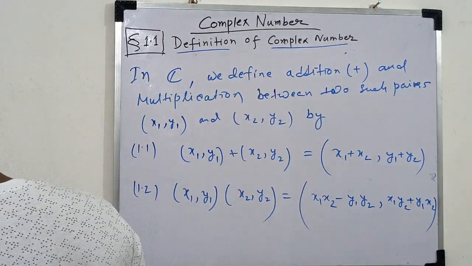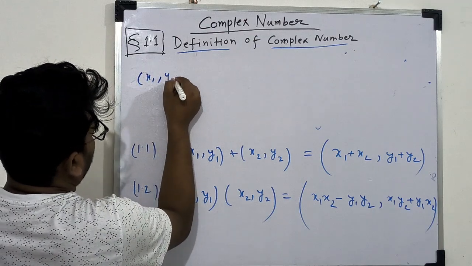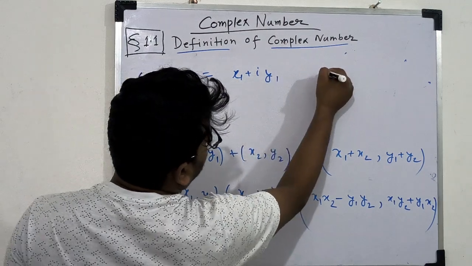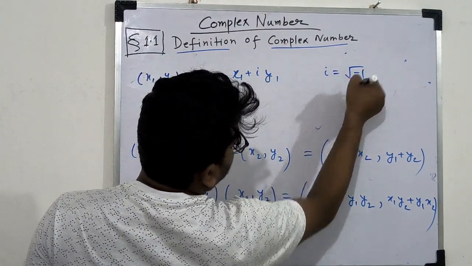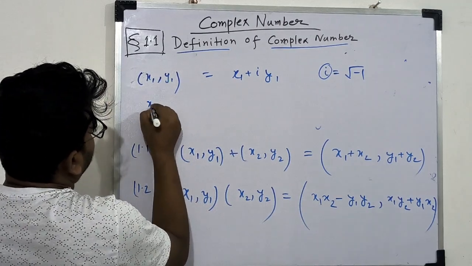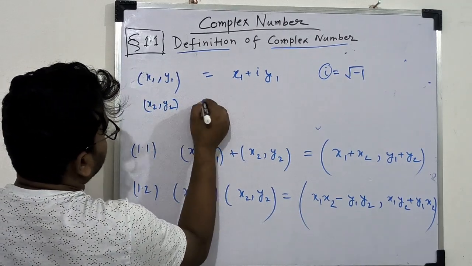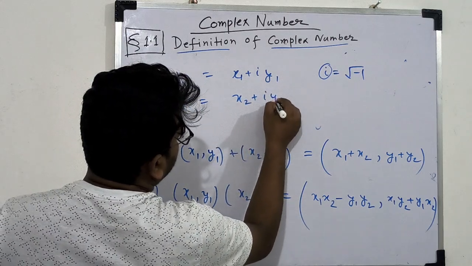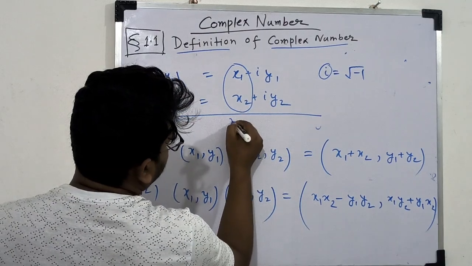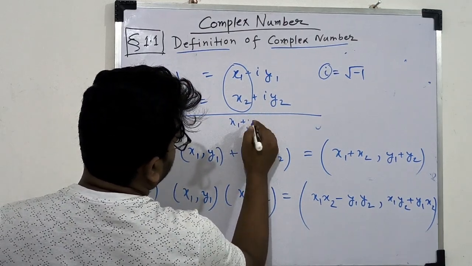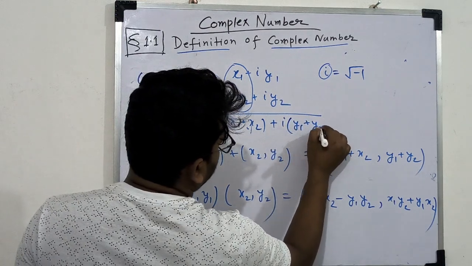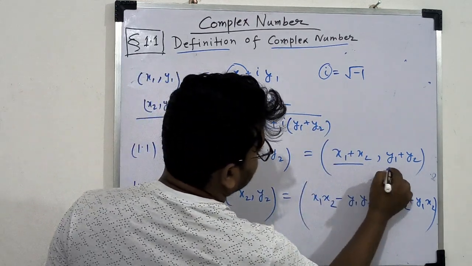So how can we get this? This (x1, y1) can be written as x1 plus i y1, where i equals root over minus 1, and this is the imaginary part of the complex number, and (x2, y2) can be written as x2 plus i y2. If we add these terms we get the real part x1 plus x2, and the imaginary part y1 plus y2. So from this addition we get this and this.